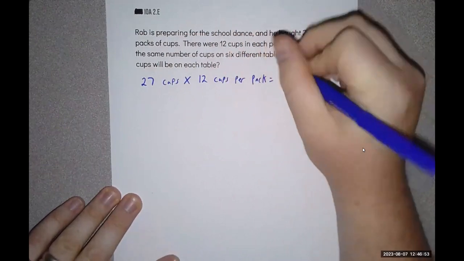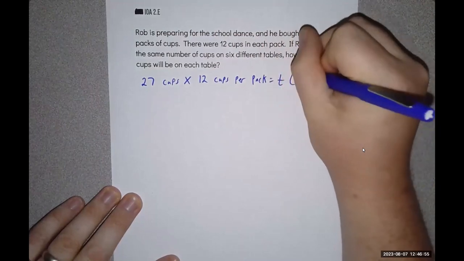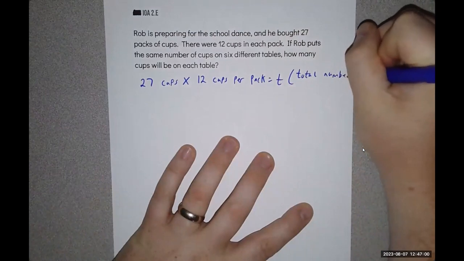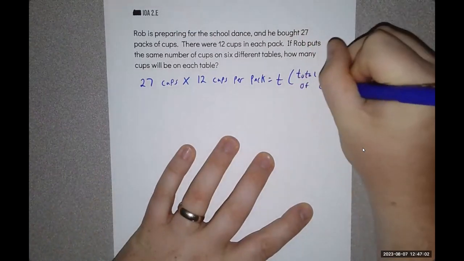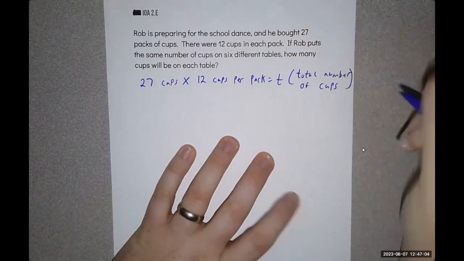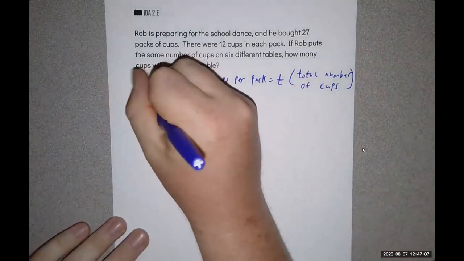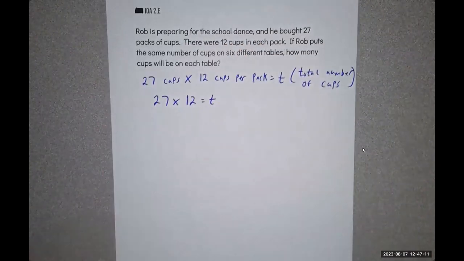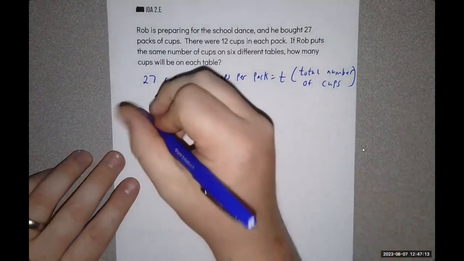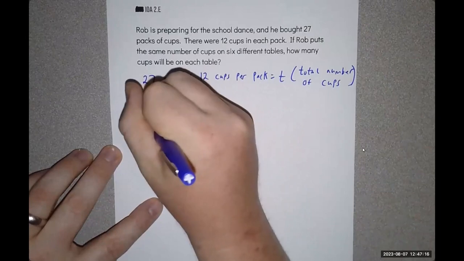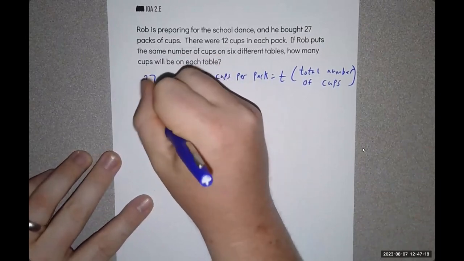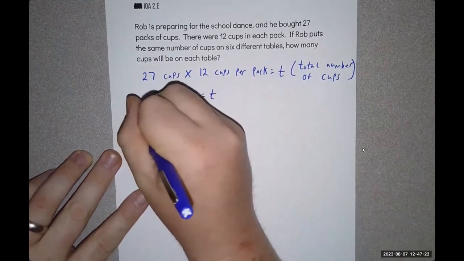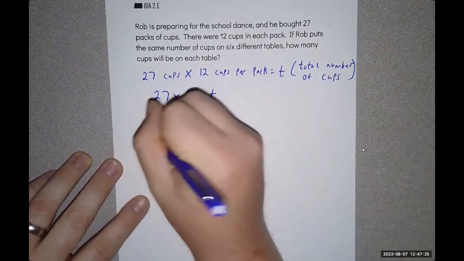And that's going to equal T, or my total number of cups. All right. So my equation would be 27 times 12 equals T. Now I'm going to solve this using my area model. I'm going to decompose 27 into 20 plus 7. And then 12, I'm decomposing to 10 plus 2.